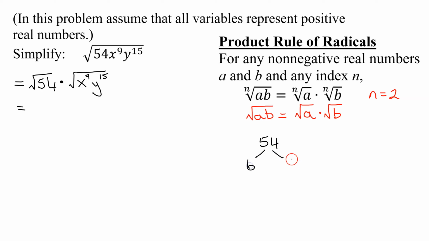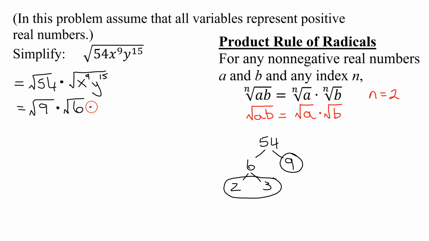54 is 6 times 9. Leave the 9 alone. It's a perfect square. 6 is 2 times 3. Can't factor it anymore. So I need to write 54 as the product of 9 times 6. So I'm going to write this as the square root of 9 times the square root of 6 times the square root of x to the 9th y to the 15th. Excuse that bad handwriting, that did say a 9.